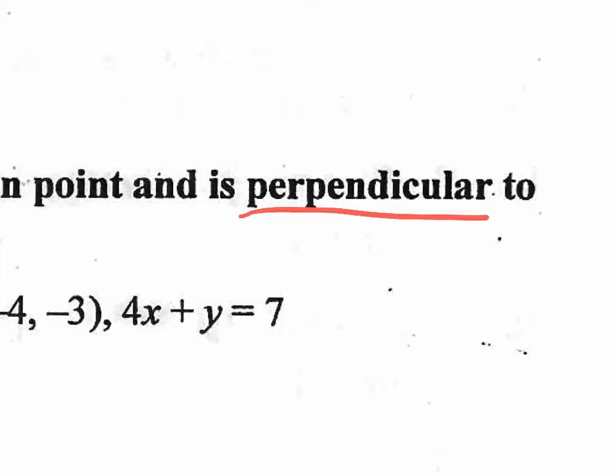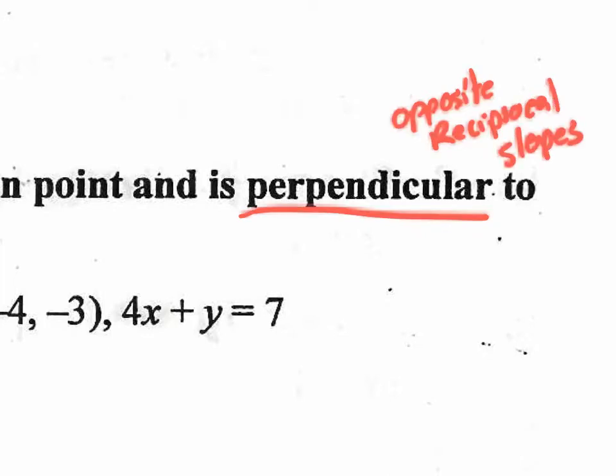It's opposite reciprocal slopes. So they're giving you the slope, but indirectly. Whatever slope they have on their equation, you have to change the sign and flip the fraction.